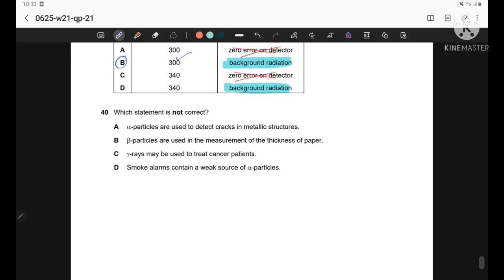Question 40. Which statement is not correct? Alpha particles are used to detect cracks in metallic structures. So the first statement itself is wrong. It's not alpha particles, but gamma rays that are used to detect the cracks in metallic structures. So the correct answer is option A. That statement is not correct.